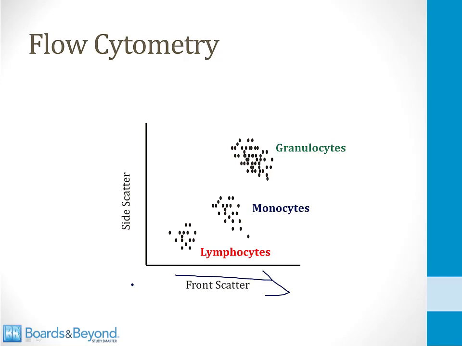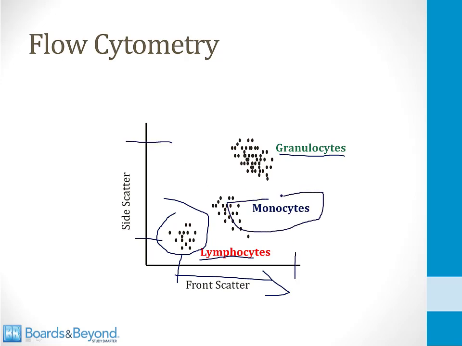This is output from a flow cytometer, and there are a group of cells that are relatively small, as indicated by the small amount of forward scatter, and they have very little granularity. Those are the lymphocytes. The granulocytes, on the other hand, are relatively big, so they have lots of forward scatter. They're also very granular and they have lots of side scatter, and then monocytes are in the middle. And this is a classic flow cytometer output graph.